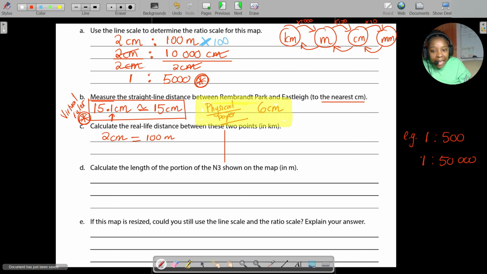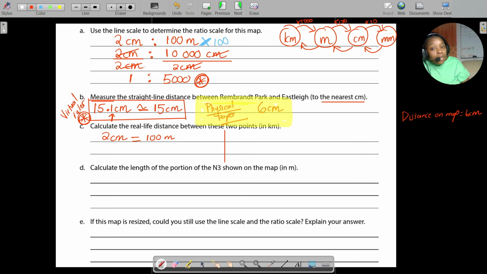What would be the real life distance? I'm just going to write here the values. Remember, we were given that this 6 centimeters is the distance on the map. What are we trying to do? They want the real life distance. What are we supposed to do? Remember, 2 centimeters is equal to 100 meters. The 2 represents the map, 100 represents the real. So what are we supposed to do?